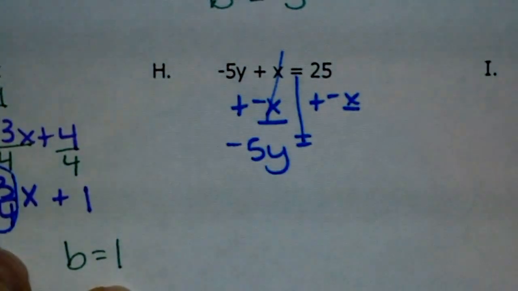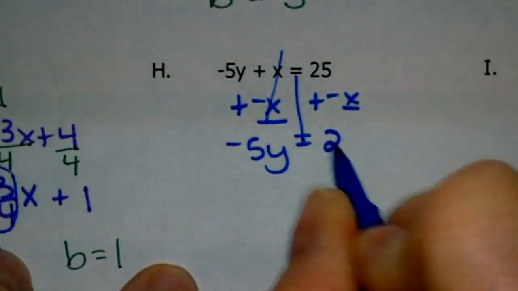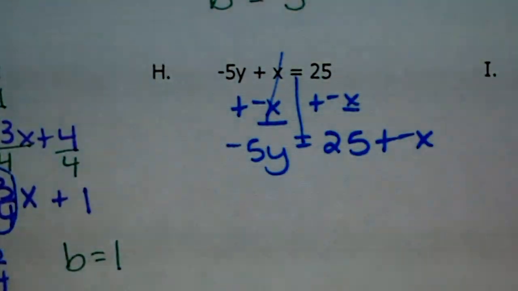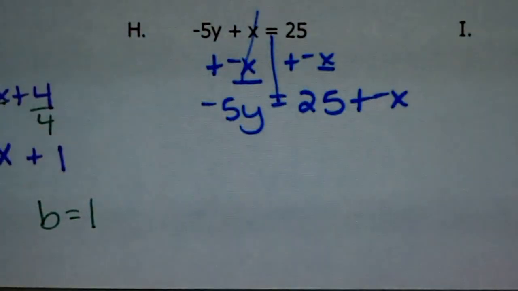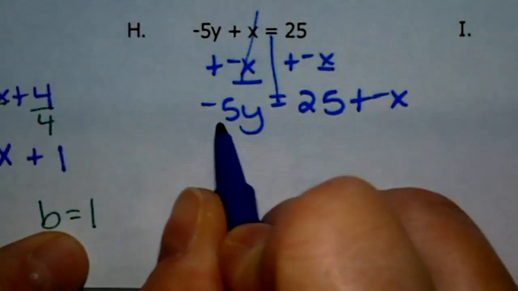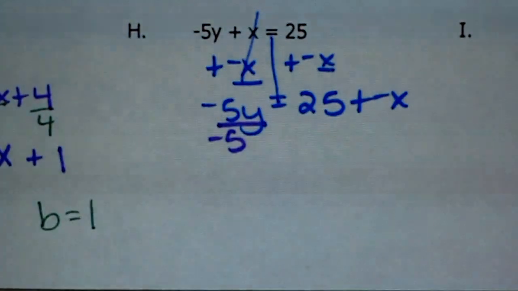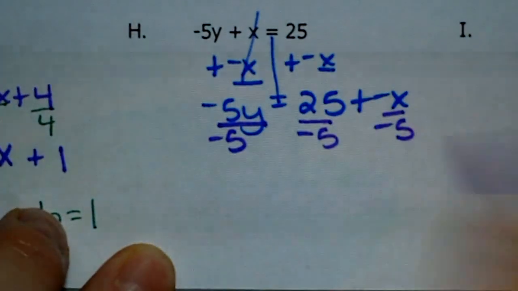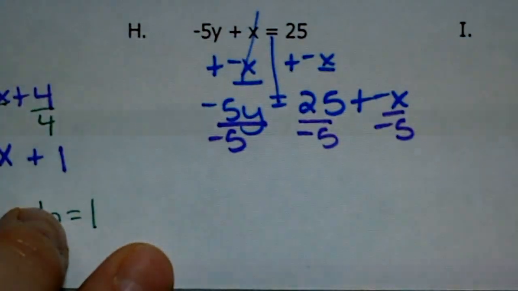Don't you dare write 25x. Write 25 plus negative x. Those are two separate terms that are not like terms, so we can't combine them. Okay, y is still not alone, so I'm going to divide by the number it's being multiplied by so I can get it by itself. Remember, you have to divide every single term by a negative 5.